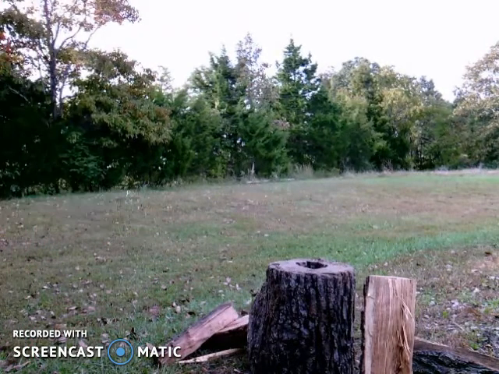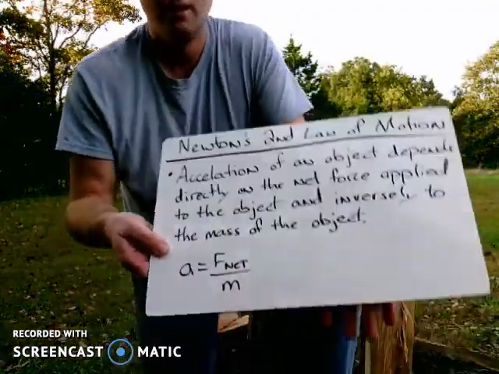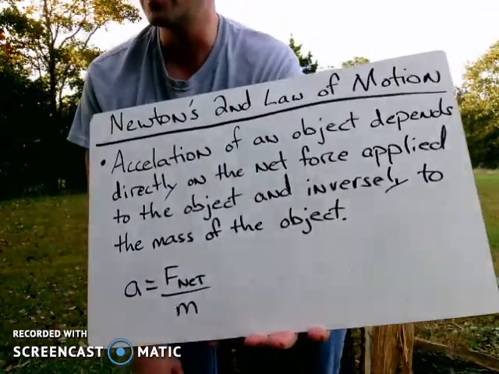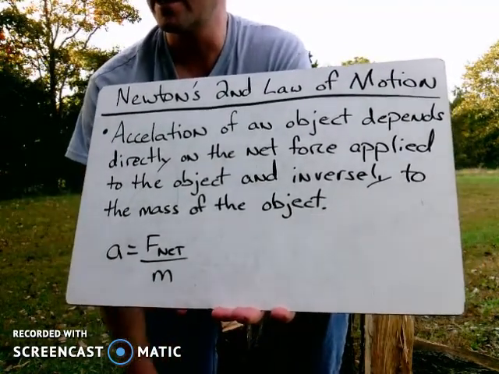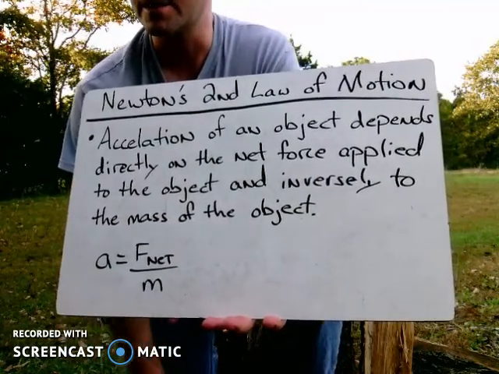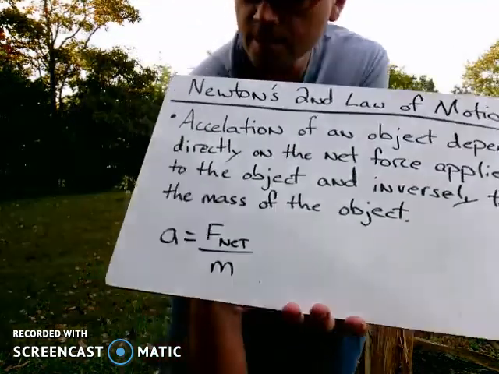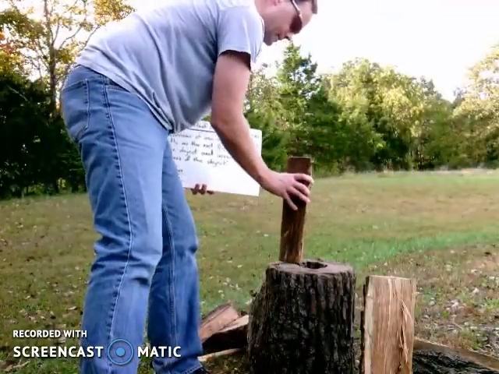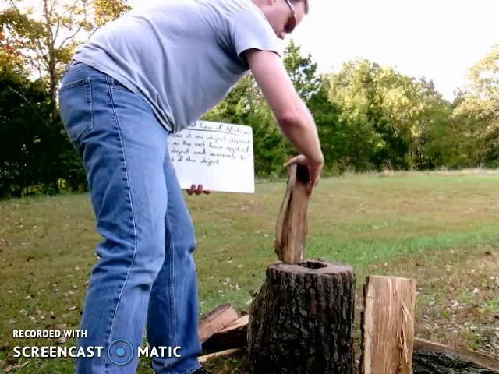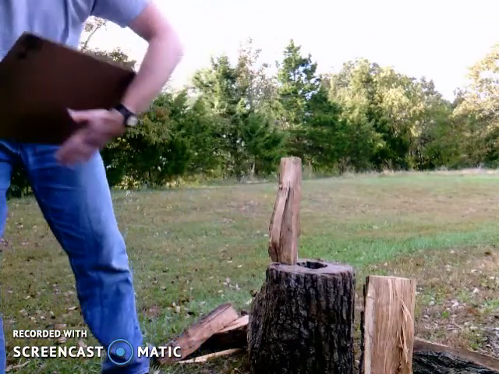All right, not too shabby. All right, guys, so we also saw we can explain Newton's second law of motion. Okay, the acceleration of an object depends directly on the net force applied to the object and inversely on the mass of the object. All right, so let's say I take a small piece of wood and I put it on here.